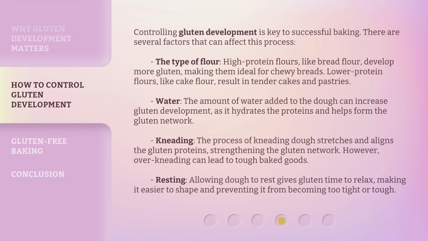Water. The amount of water added to the dough can increase gluten development, as it hydrates the proteins and helps form the gluten network. Kneading. The process of kneading dough stretches and aligns the gluten proteins, strengthening the gluten network. However, over-kneading can lead to tough baked goods. Resting. Allowing dough to rest gives gluten time to relax, making it easier to shape and preventing it from becoming too tight or tough.